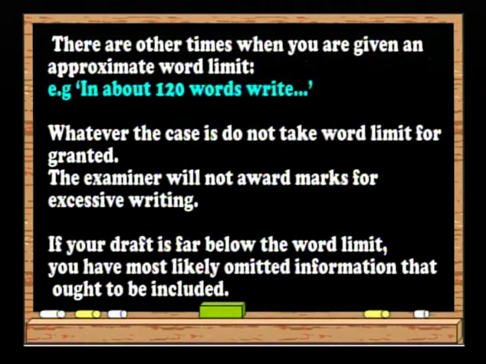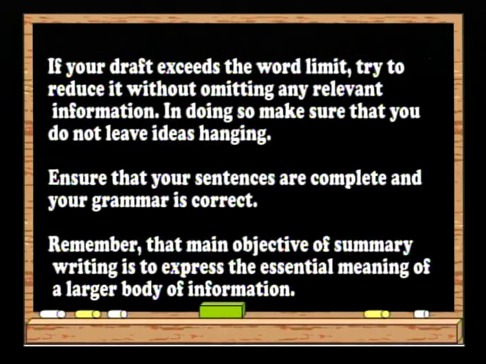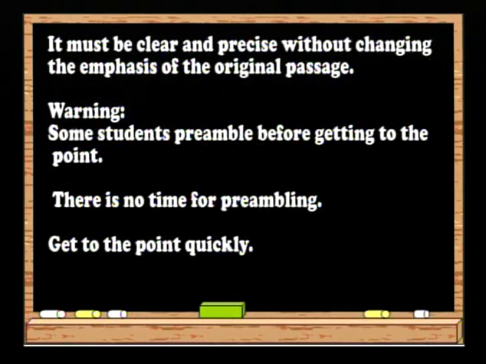If your draft is far below the word limit, you have most likely omitted information that ought to be included. If your draft exceeds the word limit, try to reduce it without omitting any relevant information. In doing so, make sure that you do not leave ideas hanging. Ensure that your sentences are complete and your grammar is correct. Remember, the main objective of summary writing is to express the essential meaning of a larger body of information. It must be clear and precise without changing the emphasis of the original passage.